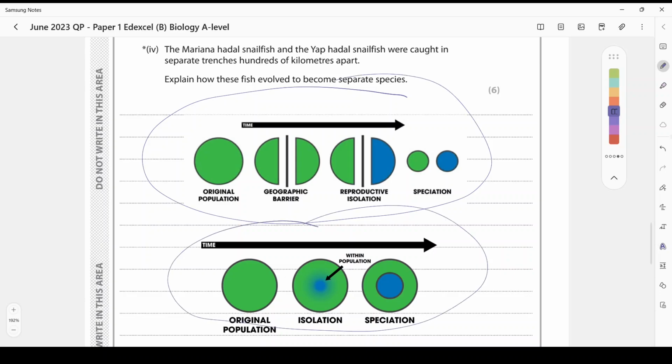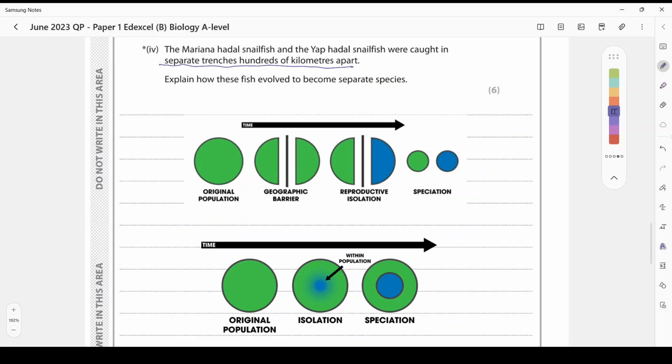So allopatric is when the speciation event occurs in two different regions, whereas sympatric is when they occur in the same region, which is at the bottom here. In this case, because the two snailfish were caught at separate trenches hundreds of kilometers apart, that would indicate that it's the top one here, which is your allopatric speciation. So I'm just going to remove the diagram at the bottom.